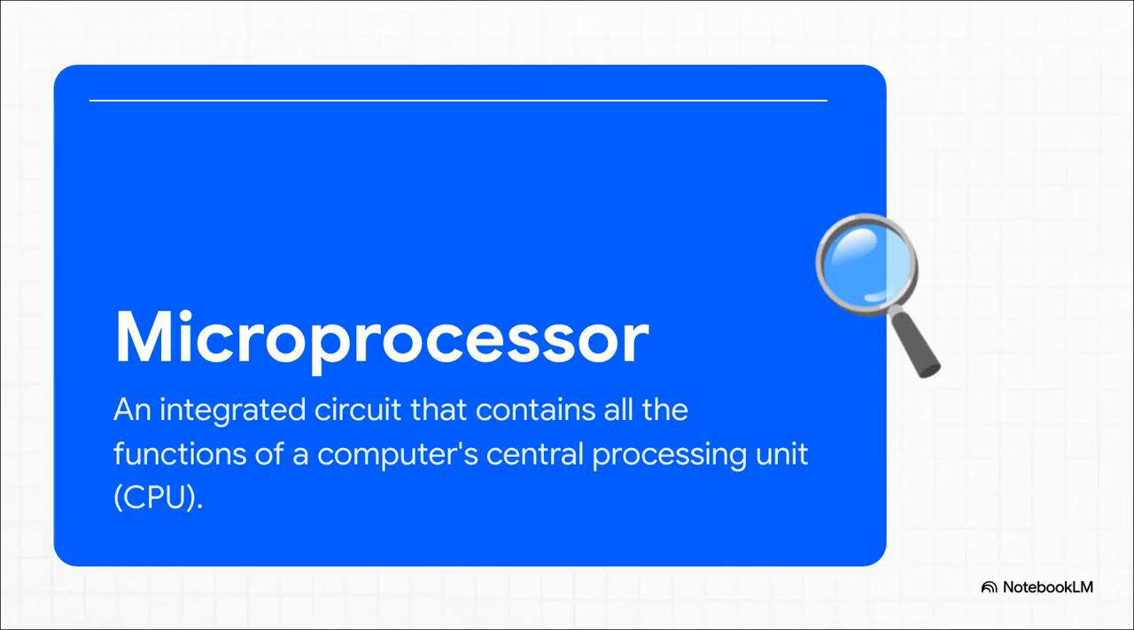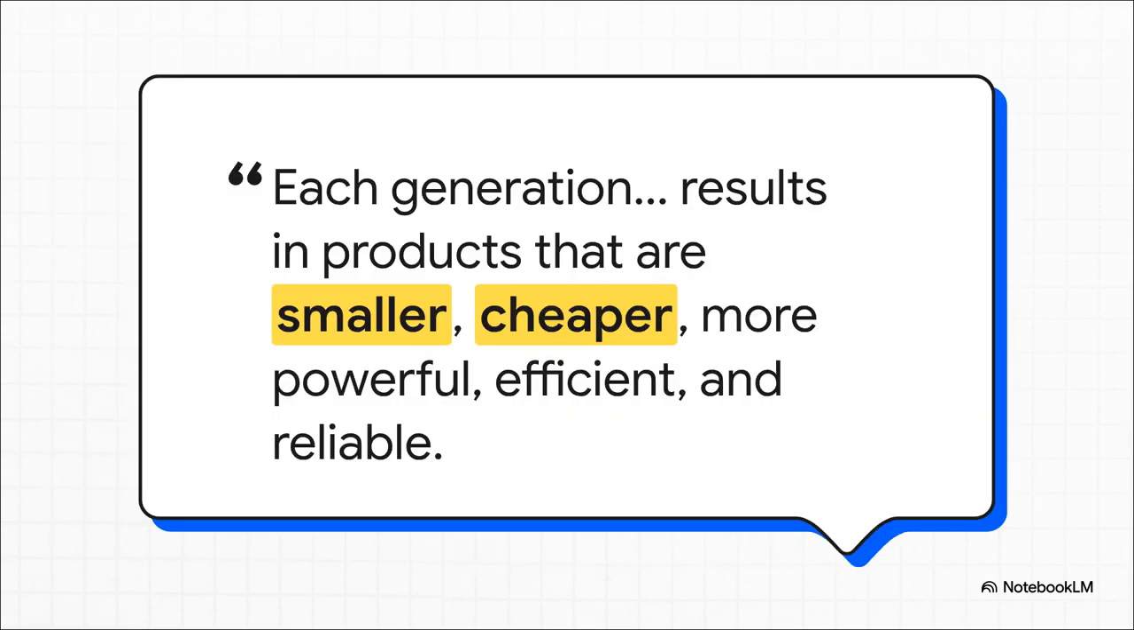Let's break down that term, microprocessor. The prefix micro, well, that's easy. It means super small. And processor just refers to its job, the central processing unit, or CPU. So it's literally a tiny processor, a complete revolution that grew out of the integrated circuit. You know, a quote from our source material just sums up this entire journey perfectly. It says, "Each generation results in products that are smaller, cheaper, more powerful, efficient, and reliable." Every single step we've just talked about was driven by that relentless, unstoppable push for better.